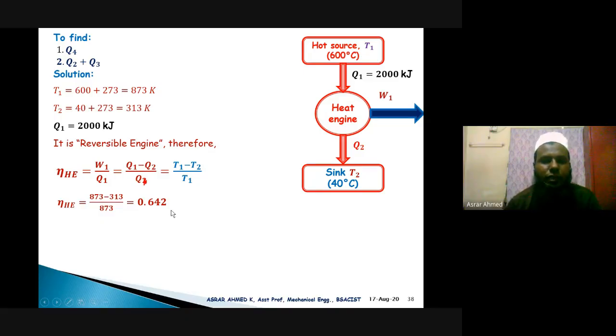Now what can we find from this? The efficiency of the heat engine is 0.642, which is equal to W1 by Q1. Q1 is given. Can we find W1 from this? Quickly find out. 0.642 is the efficiency of the heat engine, equal to W1 by Q1. W1 is unknown, Q1 is given in the problem as 2000. So W1 equals the efficiency of the heat engine times Q1.